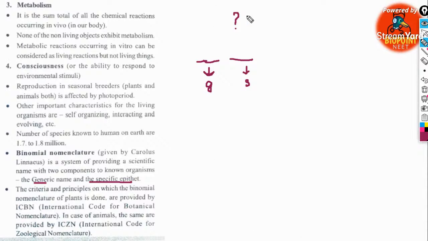Clear with that? So from the scientific name of potato, comment which is the generic name. Scientific name of potato. I need it right now. Comment fast. Come on. Yes, Shraddha, that is the scientific name, Solanum tuberosum. From that, give me the generic name of potato.